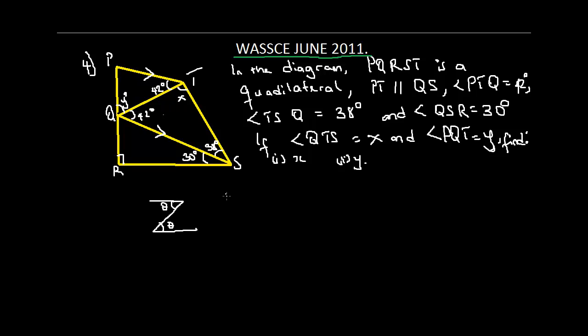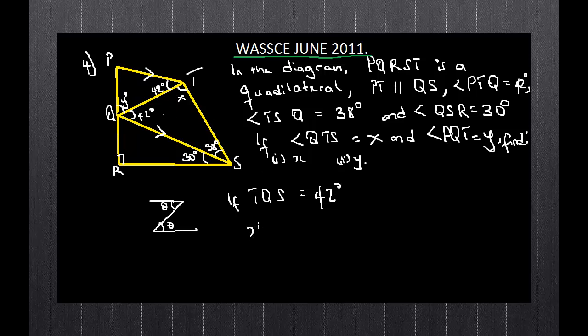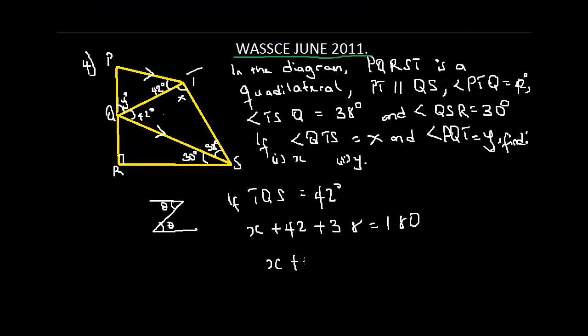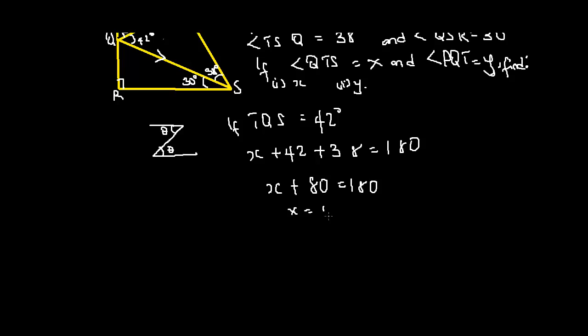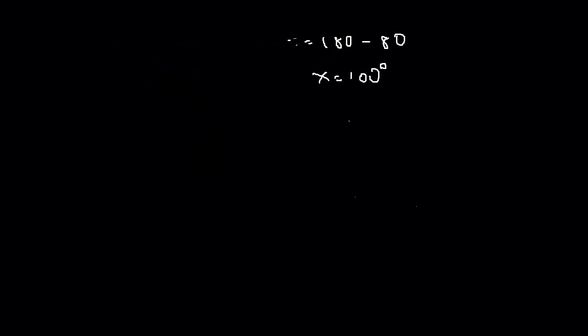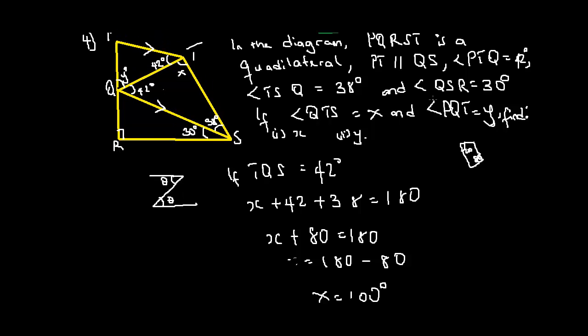So from this you can then get X. If TQS is equals to 42 degrees, then angles in a triangle should be equals to 180 degrees. So to get X, X plus 42 plus 38 should be equals to 180, making X plus 80 equals to 180, and getting your X to be equals to 180 minus 80. And you have X to be 100 degrees. As simple as that.